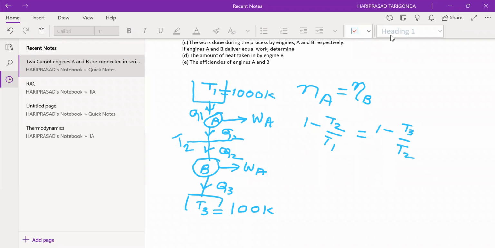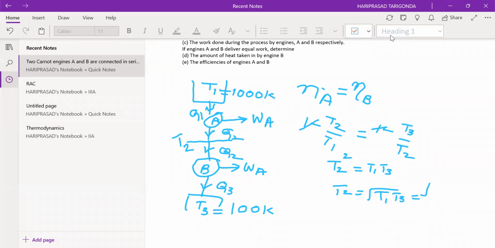Now we will substitute the values. The 1 will get cancelled, and the minus will become plus. T2 value we need to find. If you cross multiply, you will get T2 squared equal to T1 T3, or T2 is equal to root of T1 T3.